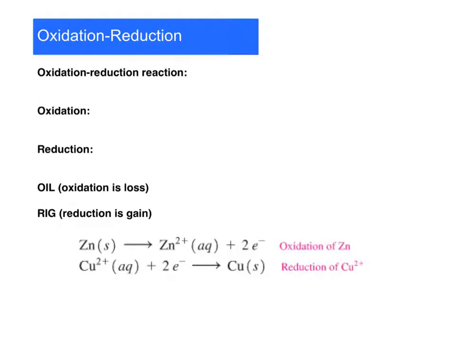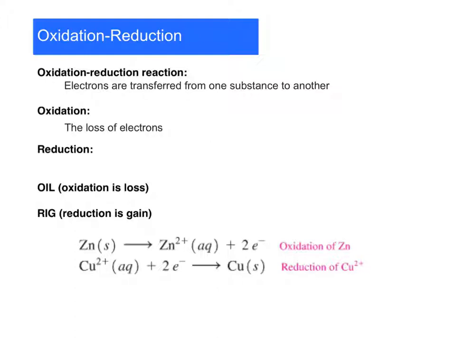So in an oxidation reduction reaction, we have electrons being transferred from one substance to another substance. And it's composed of an oxidation and a reduction. So an oxidation is the loss of electrons. So one thing in the reaction is going to be oxidized, it's going to lose electrons. And then the reduction is the gain of electrons. So something else in the reaction has to gain electrons in order for us to get an oxidation reduction reaction, because we can't just create electrons or lose them out of nowhere.